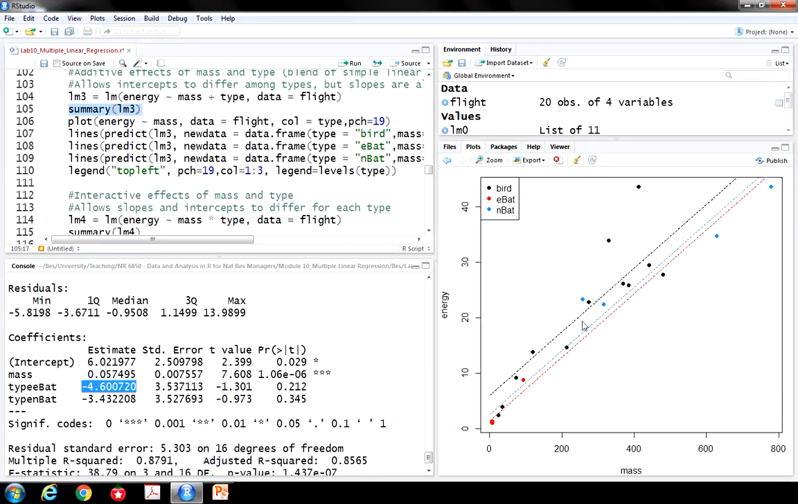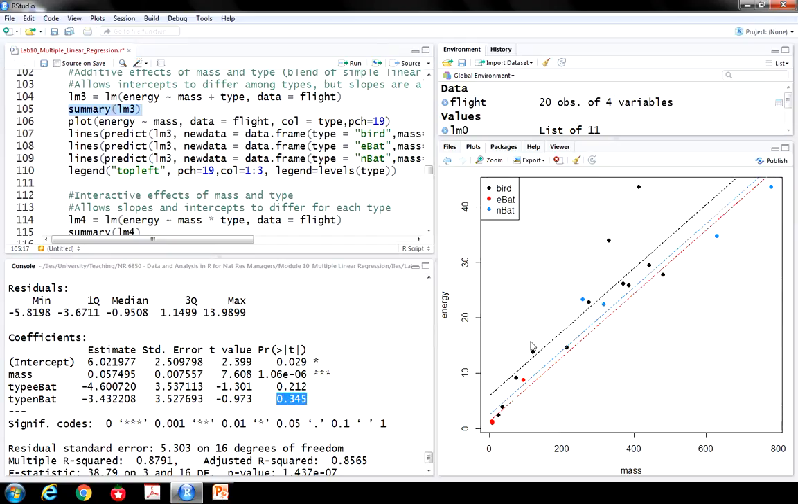And since the slope is the same, that means that for any particular mass, whatever the energy consumption is for birds, the energy consumption for E-bats is going to be 4.6 units lower than that of birds. And for N-bats, it's 3.4 units lower than that of birds. So N-bats are in the middle here. Now these differences are not statistically significant.